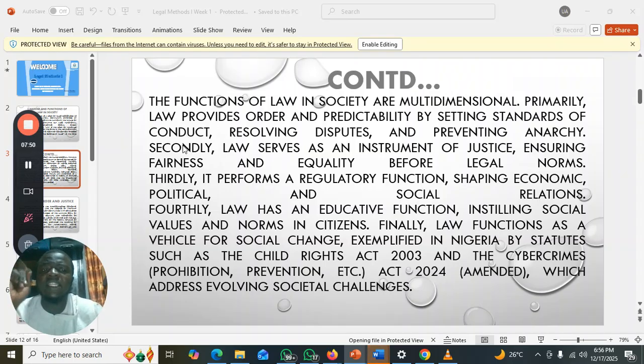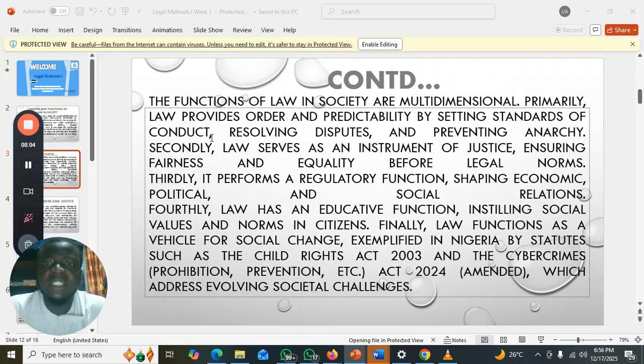The reason why law is created is, one, law provides order and predictability by setting standards of conduct. That's the first role of law. It provides order and stability. What is order? When we say order, it means settlement, a situation where there is no fight, there is no chaos, and all those things. That is order. And predictability by setting standards. Predictability means you foresee what will happen next, so you set the standard before it happens. Do you understand?